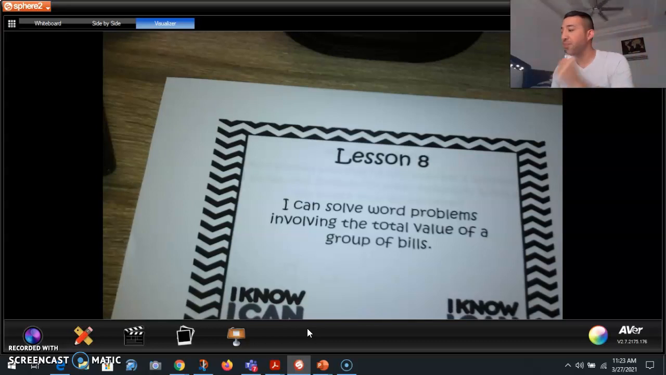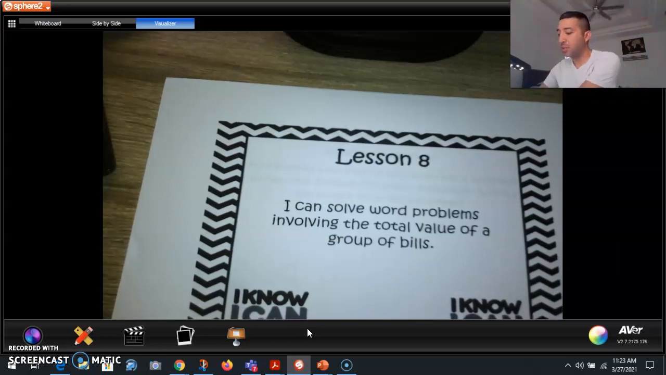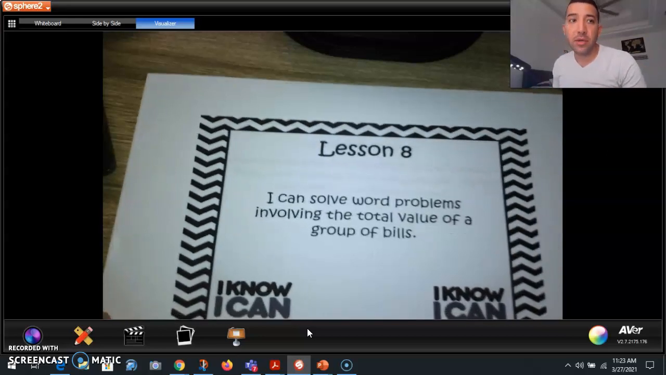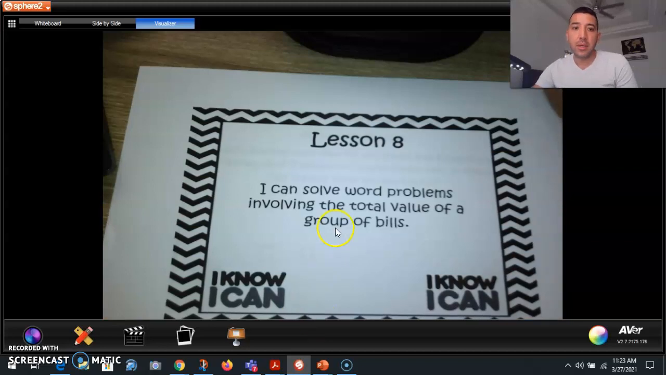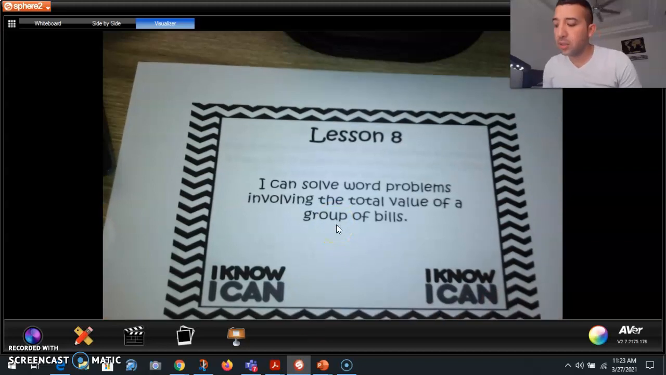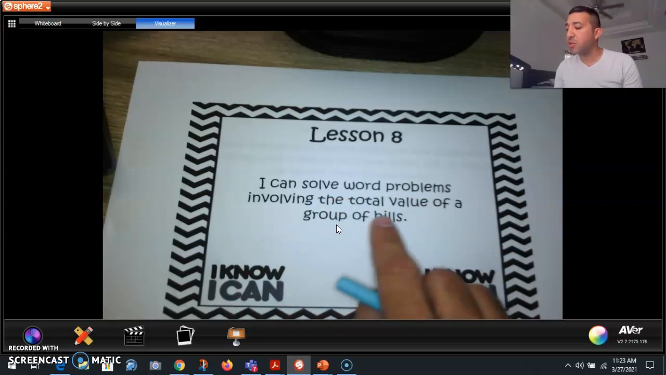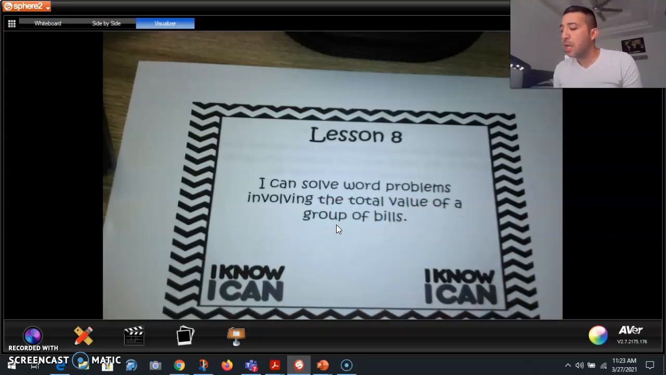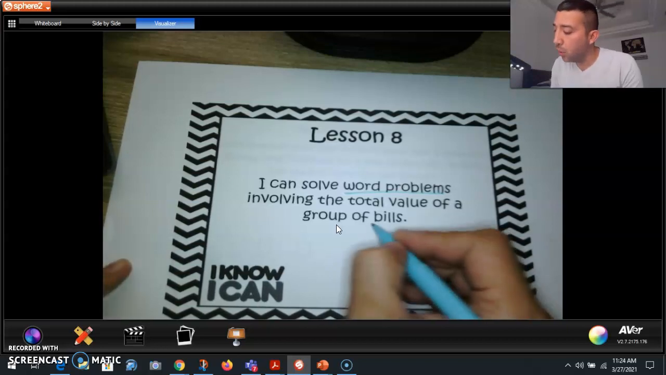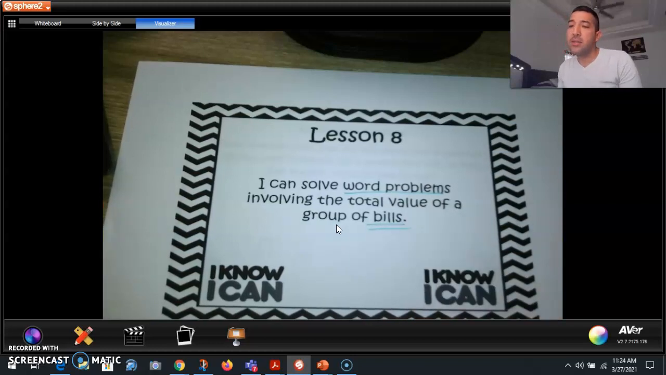We are going to be working with lesson 8 today, boys and girls. Last Friday we did lesson 7, so we're going to continue with lesson 8. Lesson 8 says, I can solve word problems involving the total value of a group of bills. We're still going to continue working with word problems, and instead of coins, we're also going to include bills. Bills are dollar bills, like $1, $5, $10, $20, $50, $100.